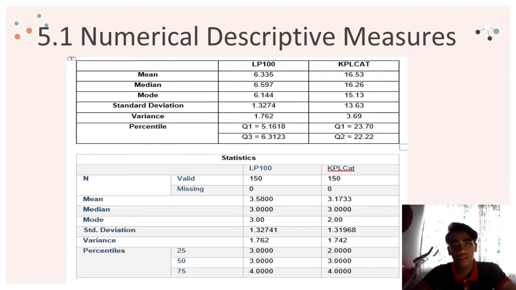The next slide shows the numerical descriptive measures. The calculation was performed using SPSS, and after the manual calculation steps were completed, we made a comparison between the computation done by hand and the one done using SPSS. So we get the data and the findings of the comparison here.